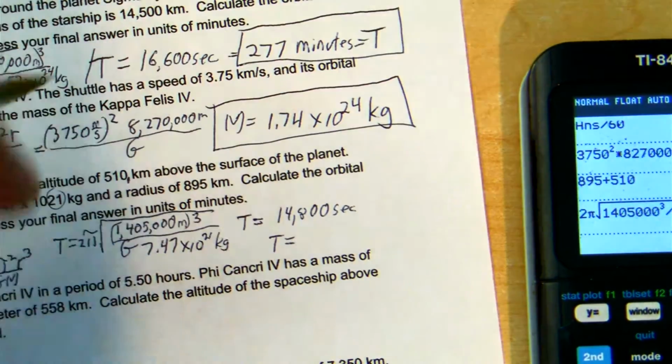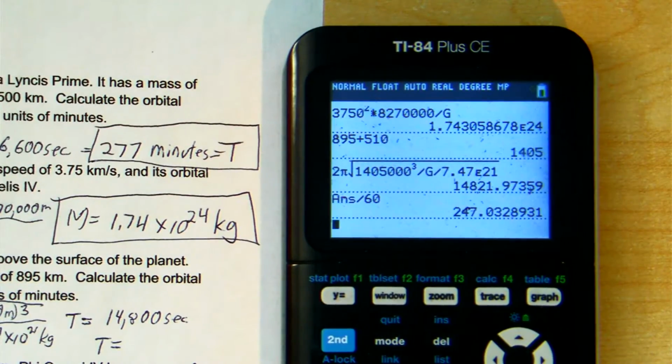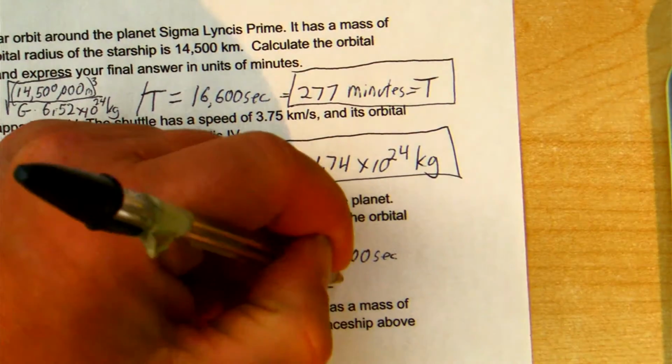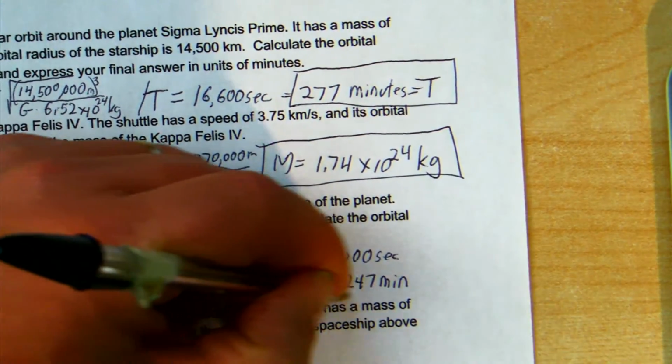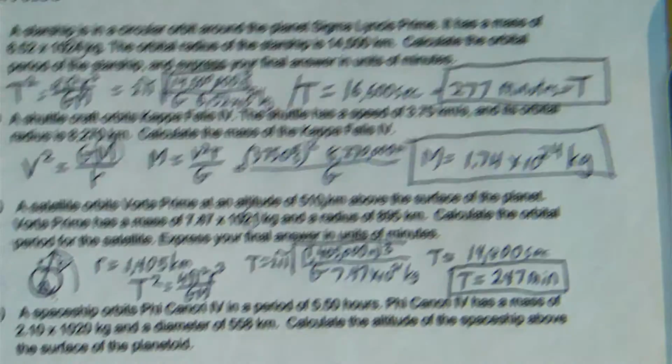Converting the period to minutes by dividing by 60, I get a time period of 247 minutes. If you don't convert it when I ask you to convert it, you will lose points.